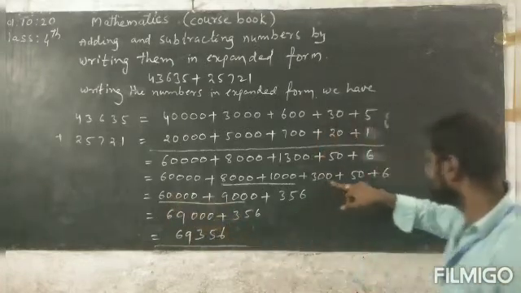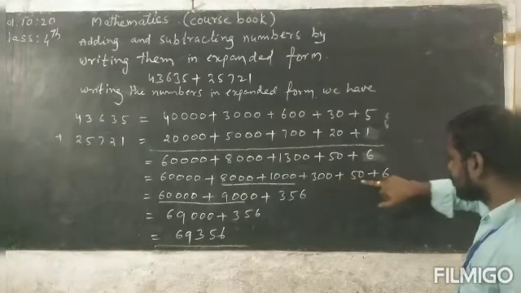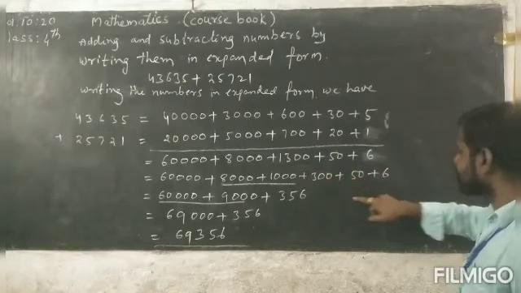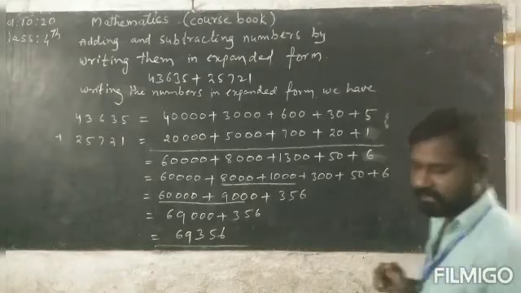Now you can add this, because why? This is hundreds, this is tens, this is ones. So this is the total ones period. Is there any doubt? One doubt is there.